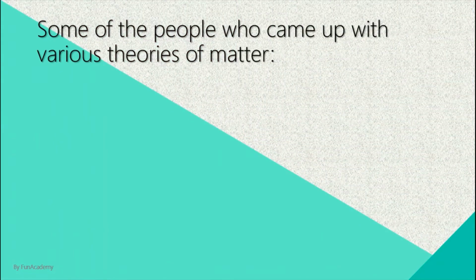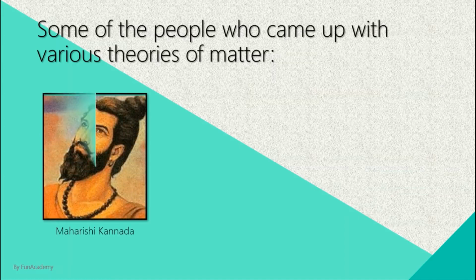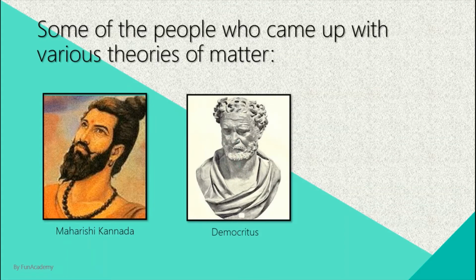Some people during ancient times came up with various theories of matter. Ancient philosophers had different beliefs about the nature of matter. Maharishi Kannada, an Indian philosopher, was perhaps the first to suggest that matter is made up of very tiny particles called anu, which is a molecule, which is formed of further smaller particles called parmanu, which is an atom. Parmanu was named as atom by a Greek thinker called Democritus.